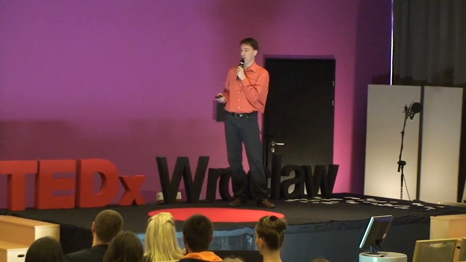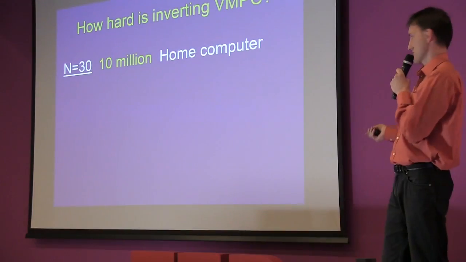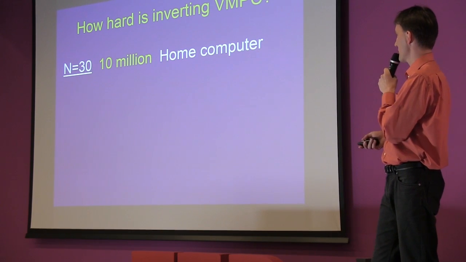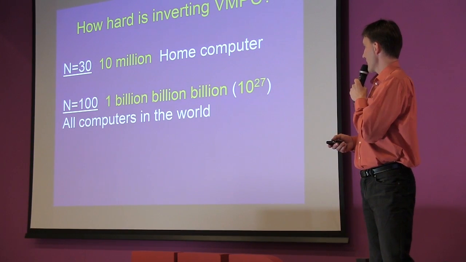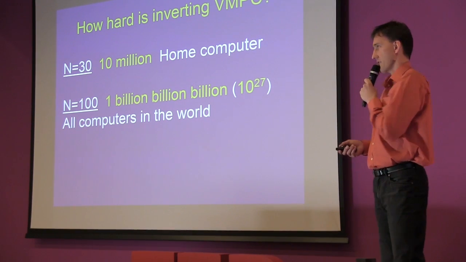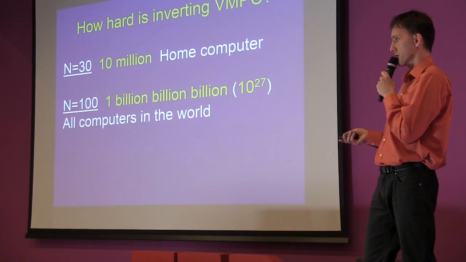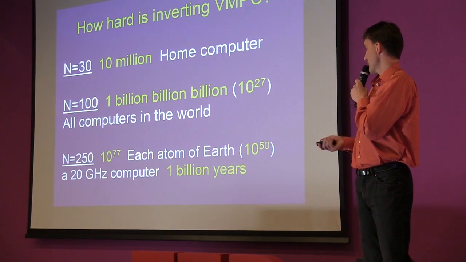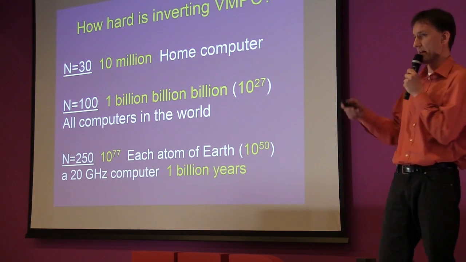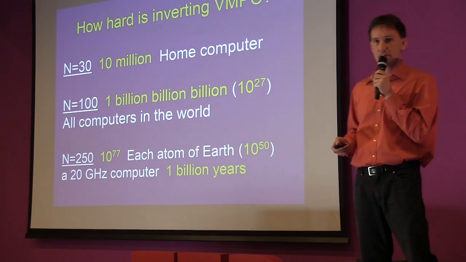More specifically, how hard is it to invert the function? For a 30-element permutation, so we saw 7 numbers, and if we had 30 of them, we could accomplish it with a computer. If we had 100 elements of the permutation, then it would be a task for all computers in the world, 1 billion, billion, billion operations. But for n equaling 250, it would be a cosmic number of 1 and 77 zeros. That's the number of operations required to invert the function.